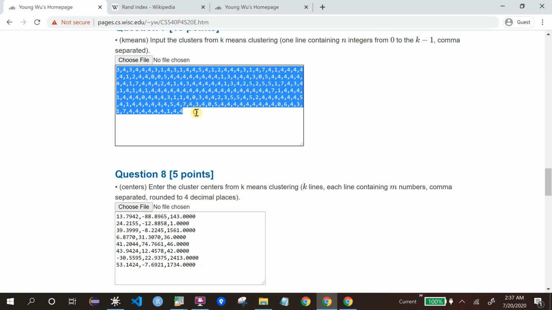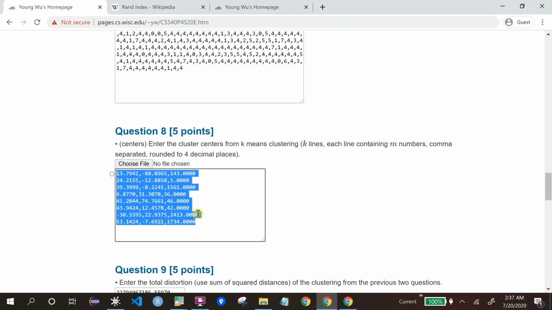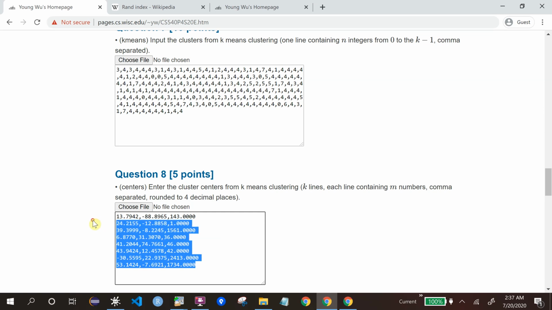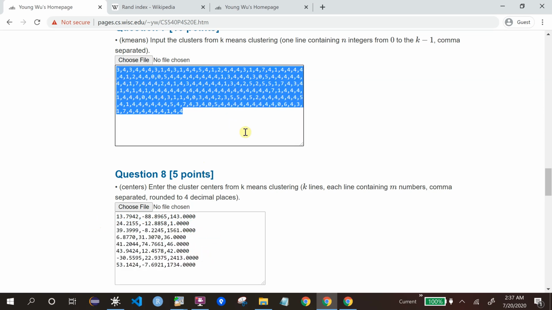If they are close, then I'll give you full mark. And similarly here. Here, I just compute the center of these clusterings. So they should be consistent. So here, the cluster center should be just the center of these 7 clusters.